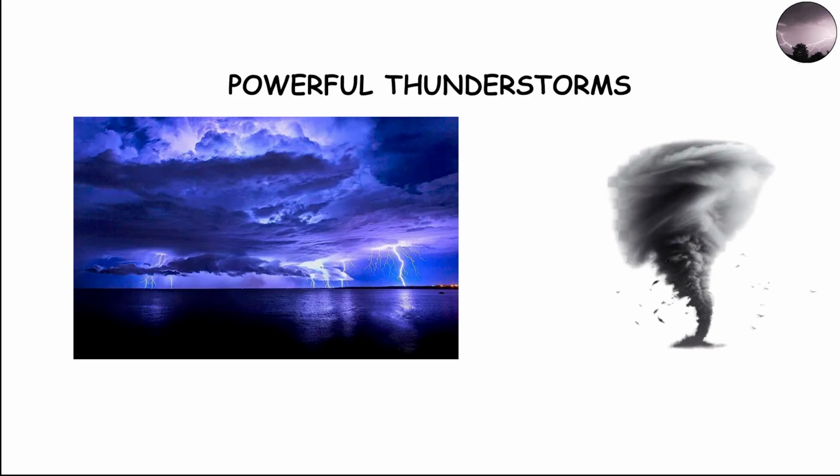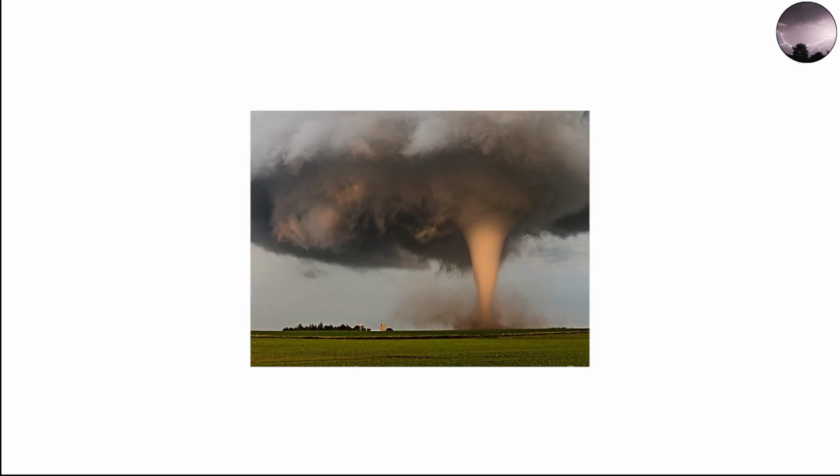These three ingredients, instability, moisture, and wind shear, create the environment in which powerful thunderstorms and eventually tornadoes can develop. Without all three working together, the odds of a tornado forming drop dramatically.